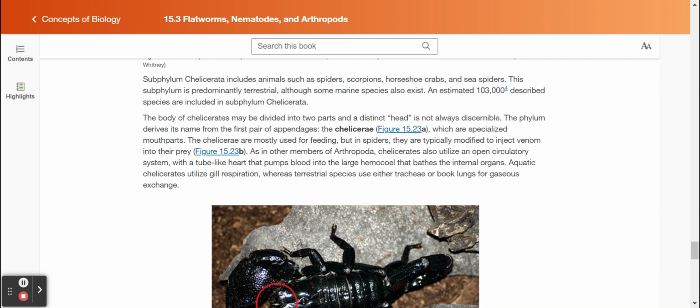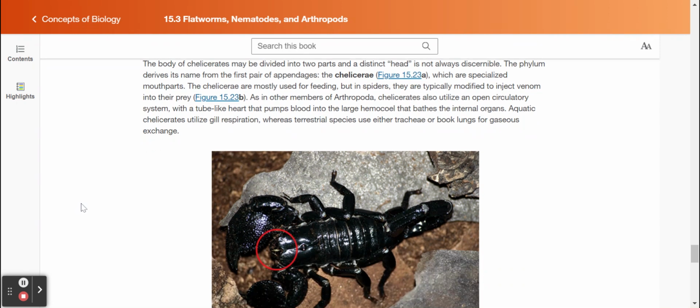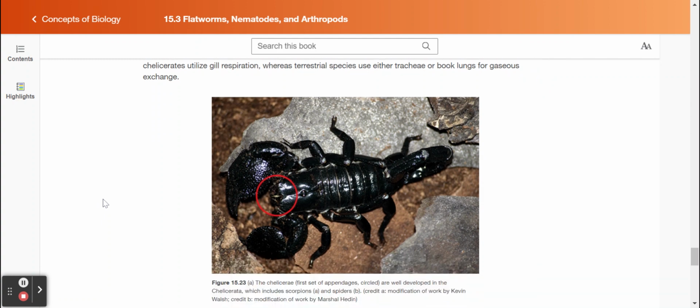The chelicerae are mostly used for feeding, but in spiders they are typically modified to inject venom into their prey. As in other members of Arthropoda, chelicerates also utilize an open circulatory system, with a tube-like heart that pumps blood into the large hemocoel that bathes the internal organs. Aquatic chelicerates utilize gill respiration, whereas terrestrial species use either trachea or book lungs for gaseous exchange. Figure 15.23 shows a member of the Chelicerata, the scorpion.